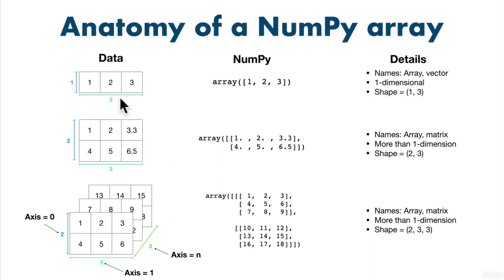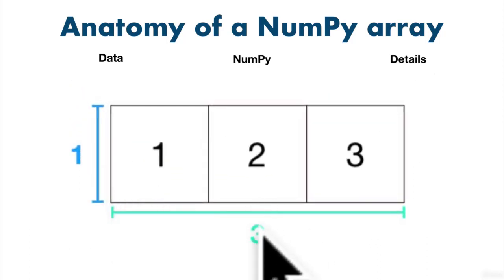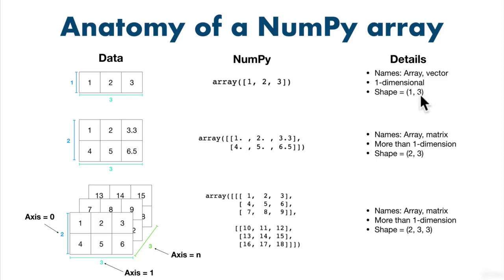This is just learning the shape of different NumPy arrays. So we've got 1 here, so there's 1 row and 3 columns. So this would be shape 1, 3. Now this kind of data here is referred to as an array or vector.